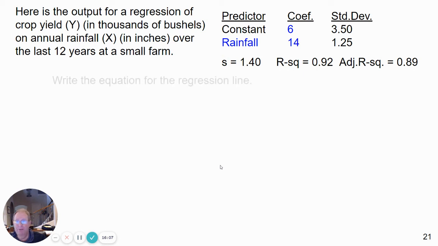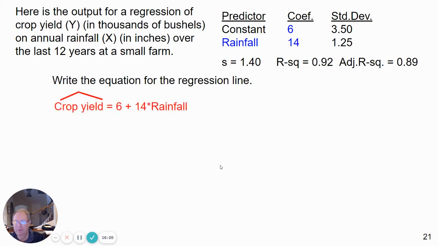So first thing we might ask you to do is write the equation for the regression line. I know my intercept is 6, I know my slope coefficient is 14, and my explanatory variable is rainfall. So I write this, crop yield with a hat on it. So my predicted crop yield is equal to 6 plus 14 times rainfall. I'd rather have you write it like this, rather than saying y hat is equal to 6 plus 14 times x. This way, by adding the names of the variables, I've added context.